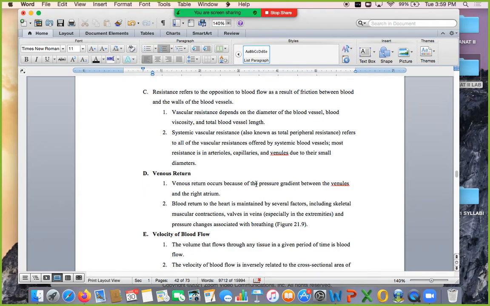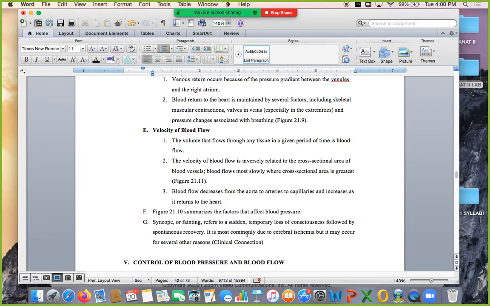So again, venous return happens because we have a pressure gradient between the venules and the right atrium, so we have suction that's occurring, and we also have muscular contractions that are happening, and valves in the veins that are going to be those one-way valves that are going to be pushing things forward but not allowing them to come back. And then breathing is also going to create pressure changes as well.